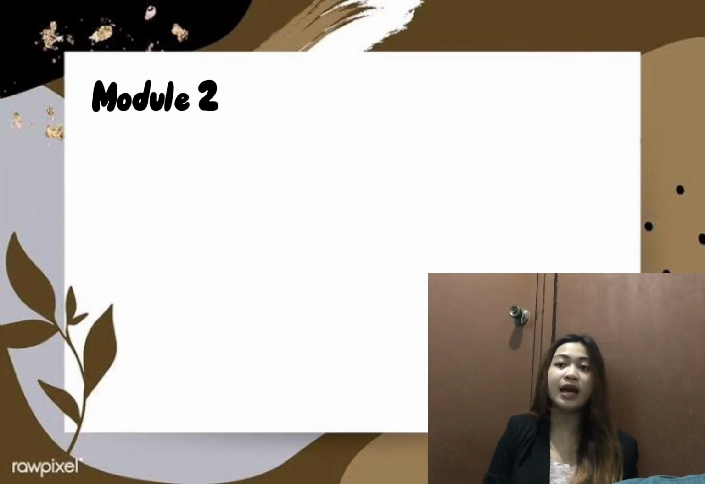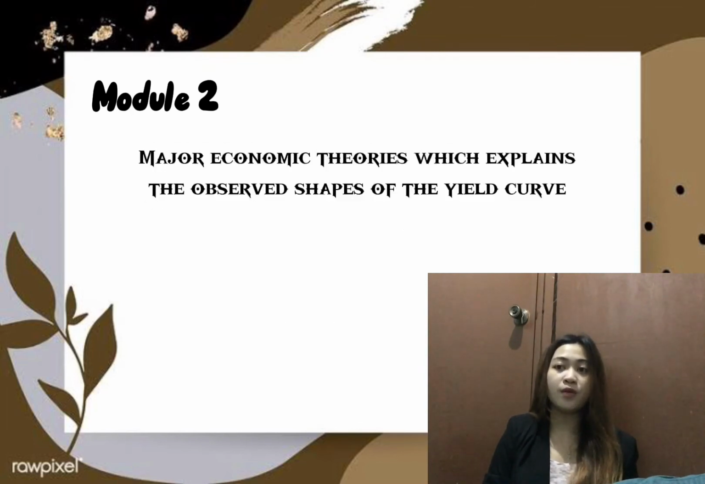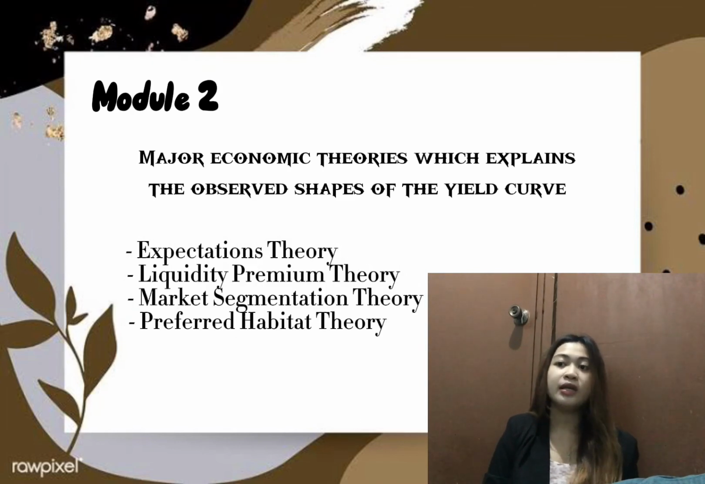And lastly, I learned the major economic theories which explain the observed shapes of the yield curve. And those theories are expectations theory, liquidity premium theory, market segmentation theory, and the preferred habitat theory.